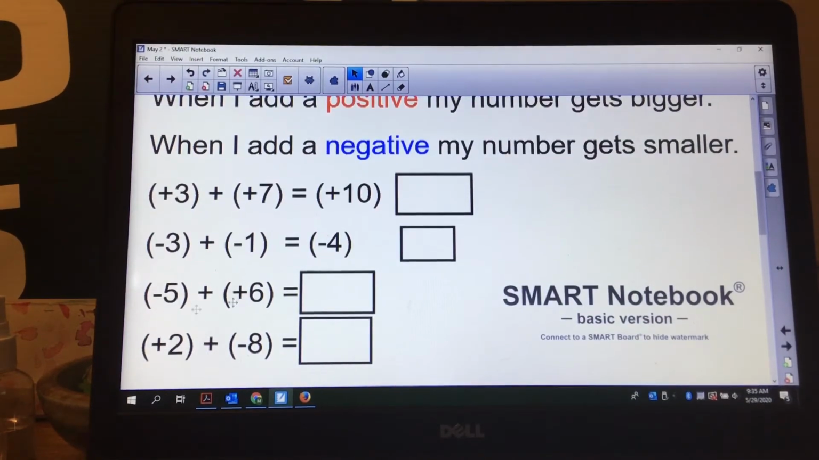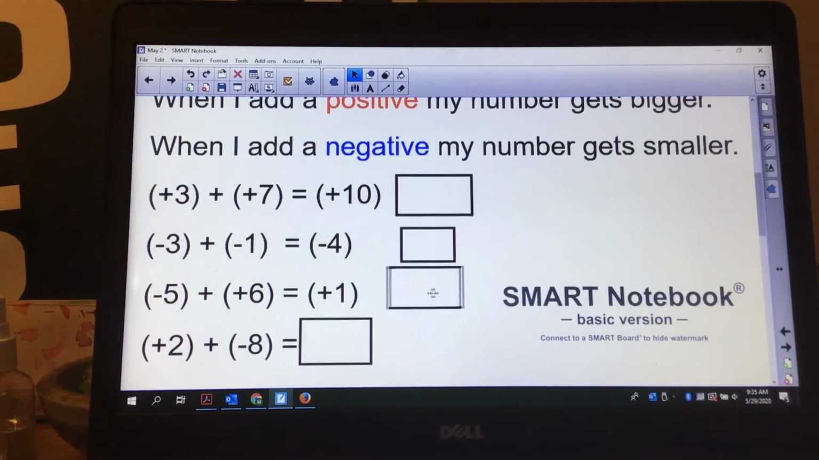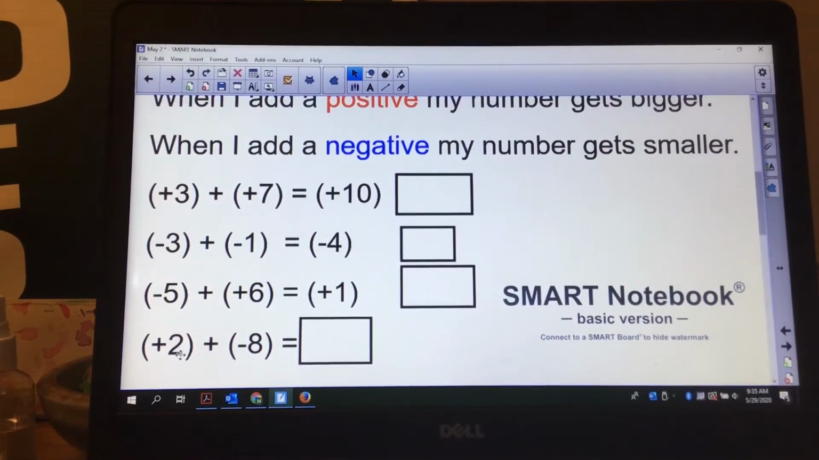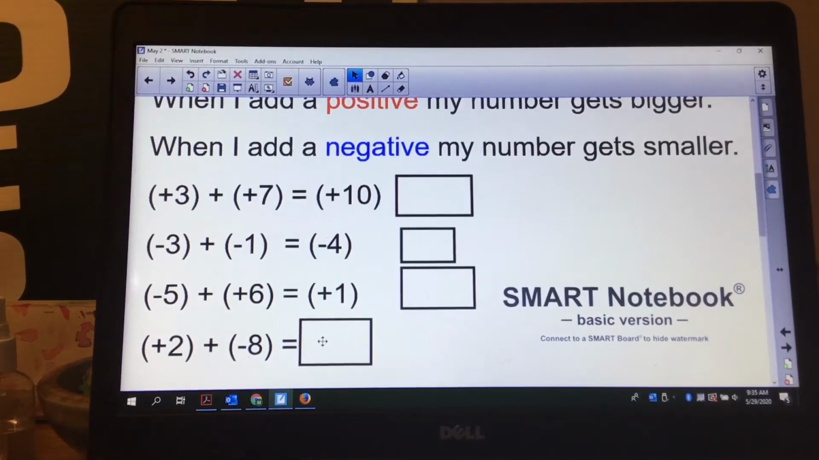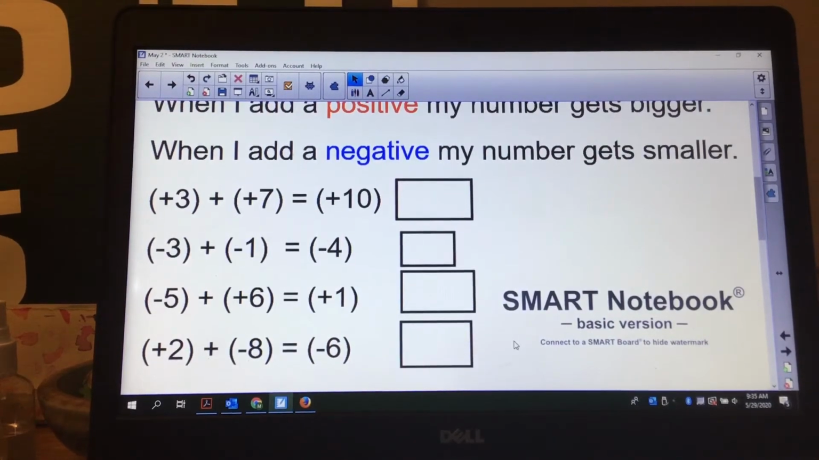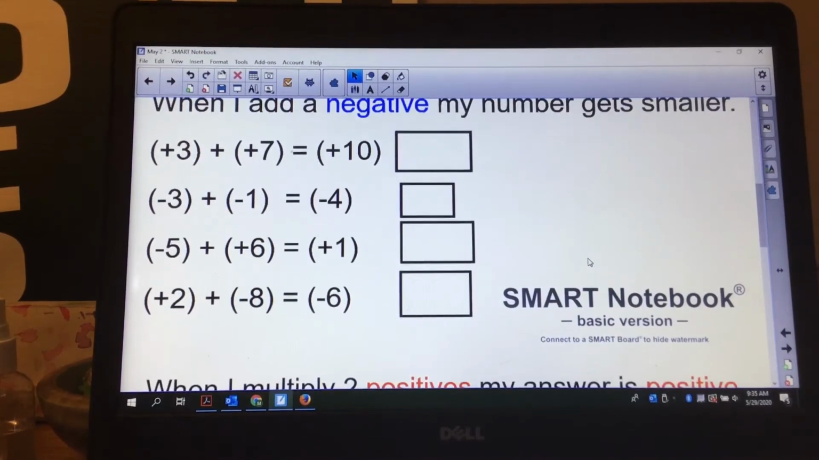I'm adding a positive, so I start at negative 5, but I'm adding positive 6, I'm going to end up with positive 1. And finally, I'm adding a negative, my number's going to get smaller. I start at positive 2, I add a negative, I end up with negative 6. Okay, so that's addition and subtraction.